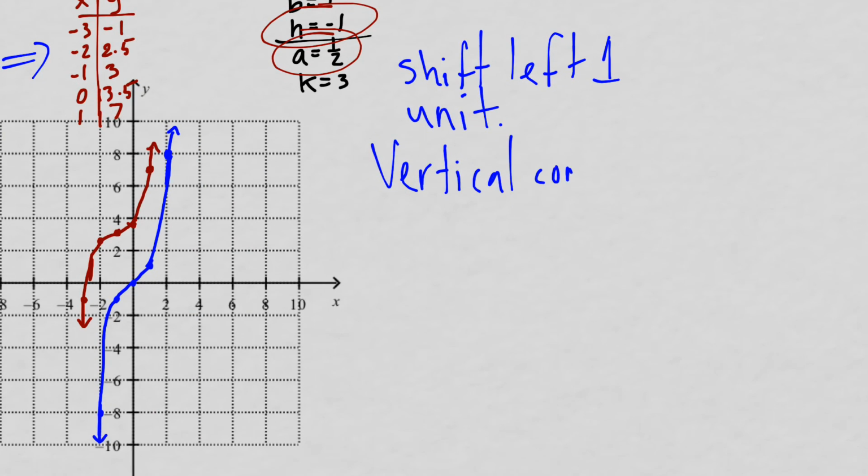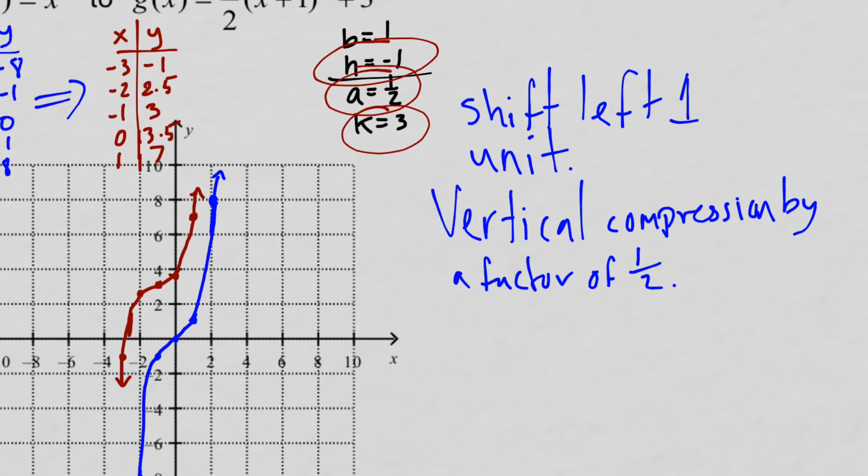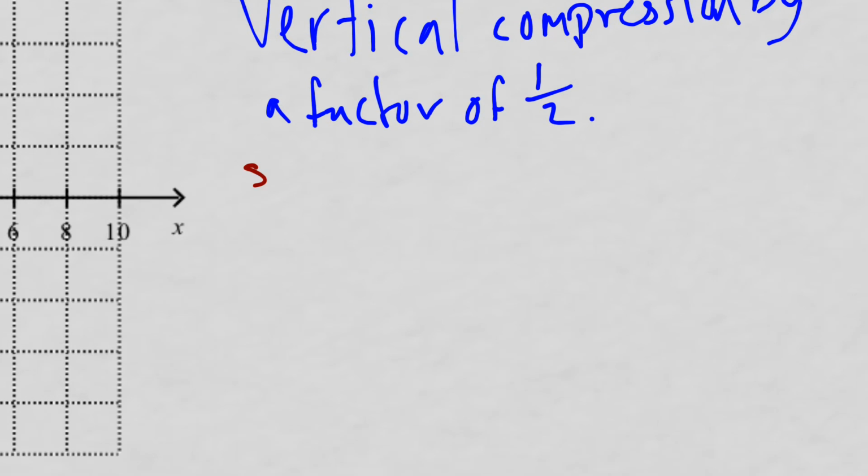Vertical compression by a factor of 1/2. Factor is something that you multiply by. That's why it's by a factor of, right? You're multiplying by 1/2. Alright? And finally, K equals 3. That's a shift up. I'll just write it in red. I was going to make it in blue, but I guess I'll do it in red. Shift up 3 units.